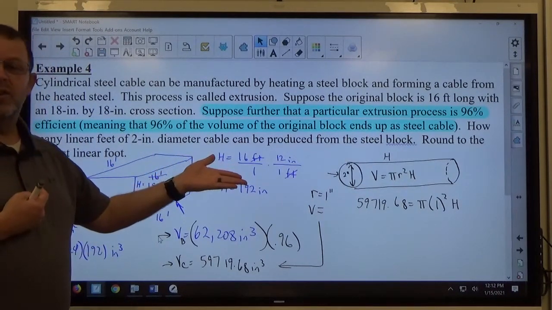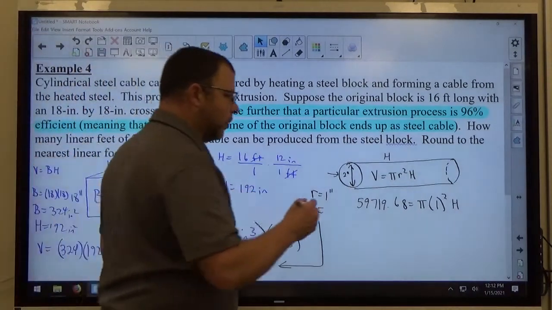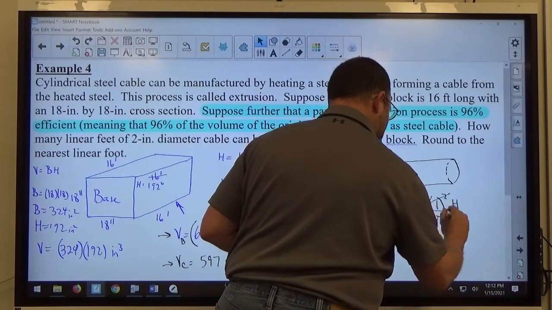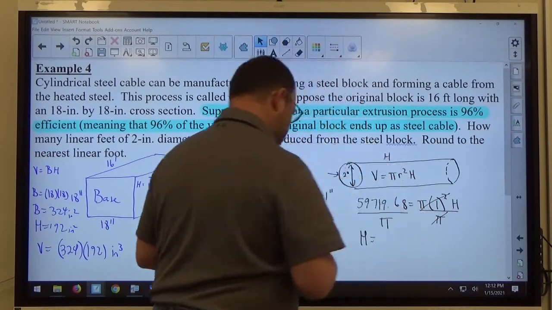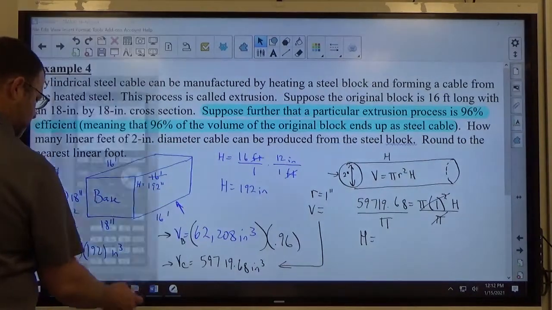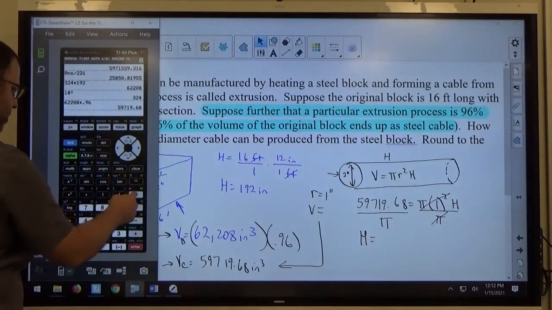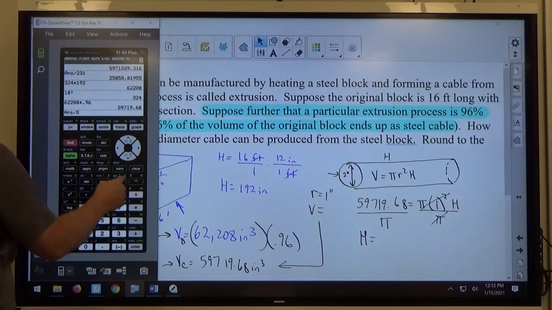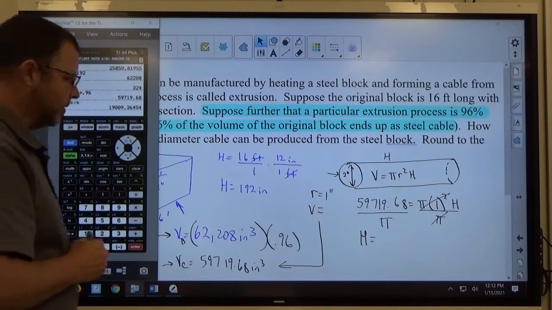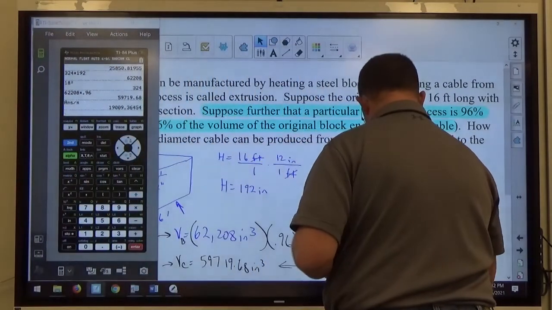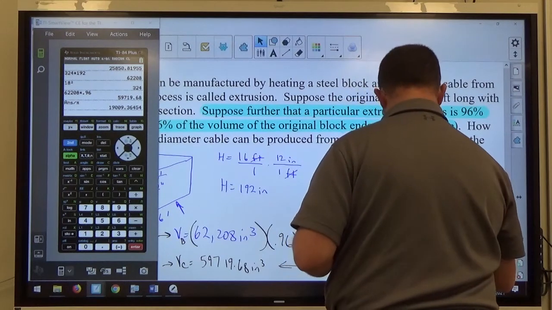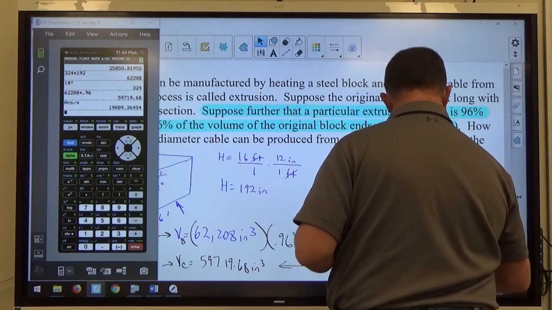Okay, 1 squared is just 1, right? So I just have to divide both sides by pi to make this h equals. So 59,719.68, the last number in my calculator, divided by pi, the height ends up being 19,009.36454 inches.